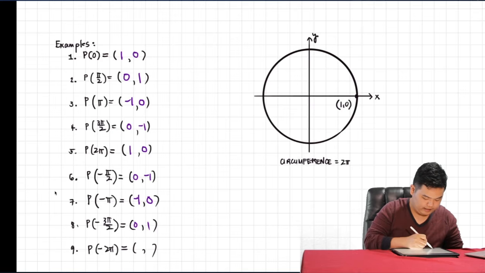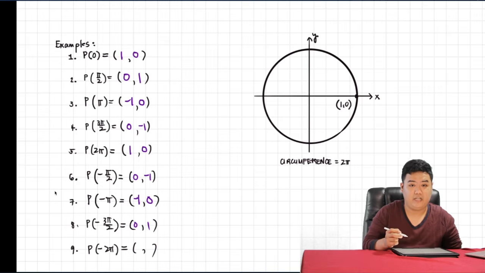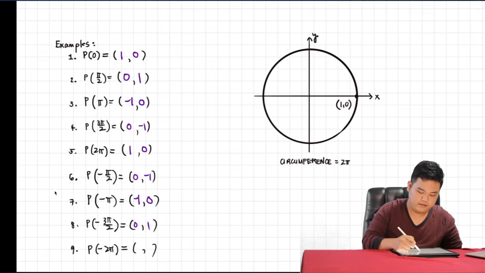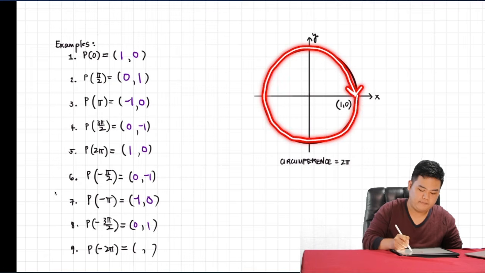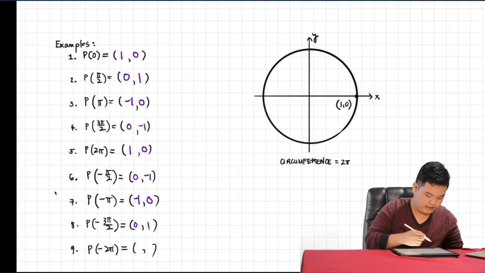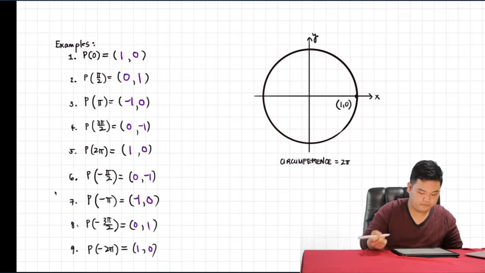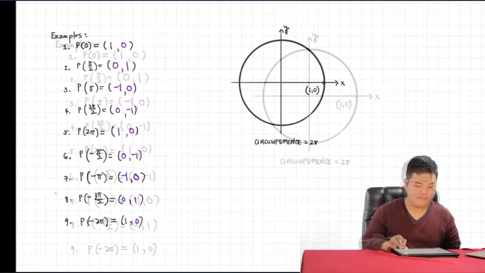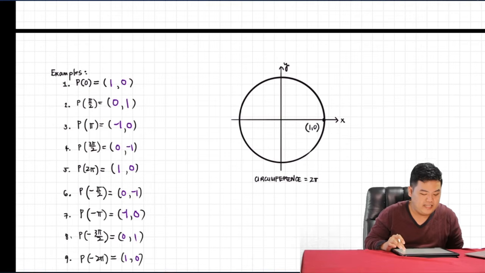And last, negative 2 pi. Isang ikot yan bale sa unit circle. Kasi the circumference is 2 pi. Pero yung direction natin from (1, 0) is clockwise. So we end up here. So that point is (1, 0). Okay, so recap natin yung ginawa natin.